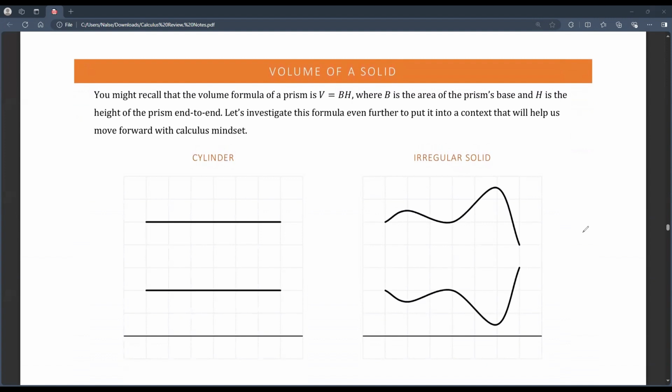Next, let's talk about how to find the volume of a solid with known cross-sectional areas. Let's create a cylinder on the left and an irregular solid, with circular cross-sections on the right, on the interval a to b. The cylinder on the left will have circular cross-sections of constant area through the entire interval. The leftmost end of the cylinder has a circular base with an area that we'll call A of x.